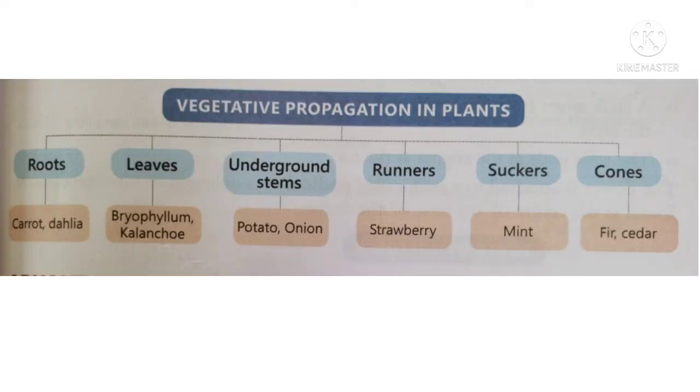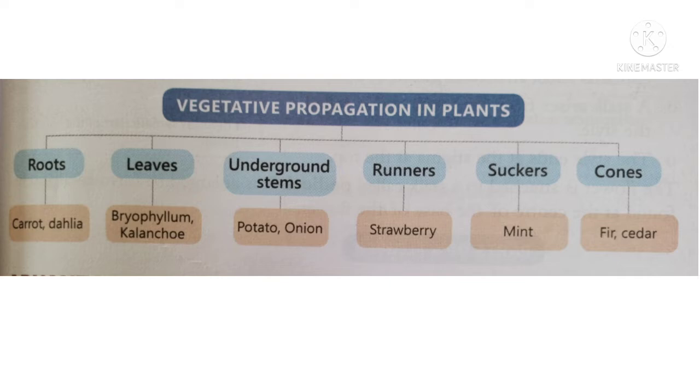Dear students, now you are seeing the short picture of what you have studied now. Okay, the first one roots, second one leaves, third one underground stem, fourth one runners, fifth one suckers, and sixth one it is about cones.